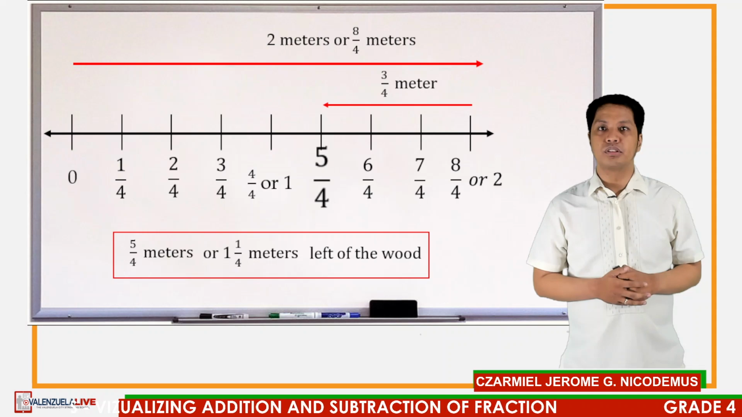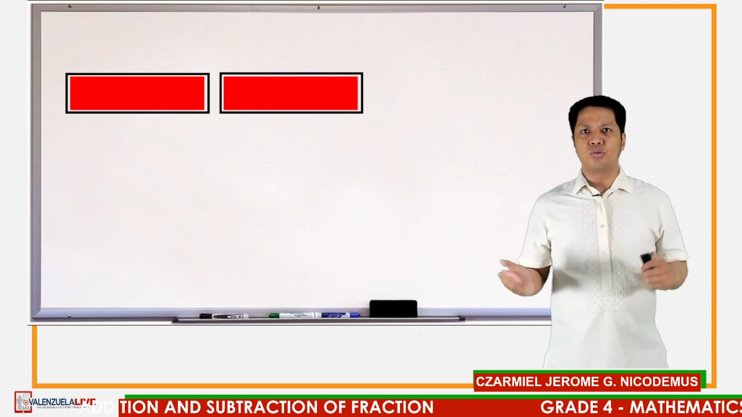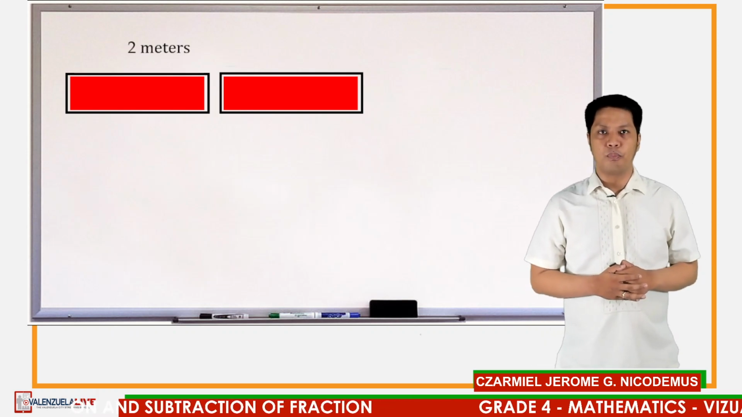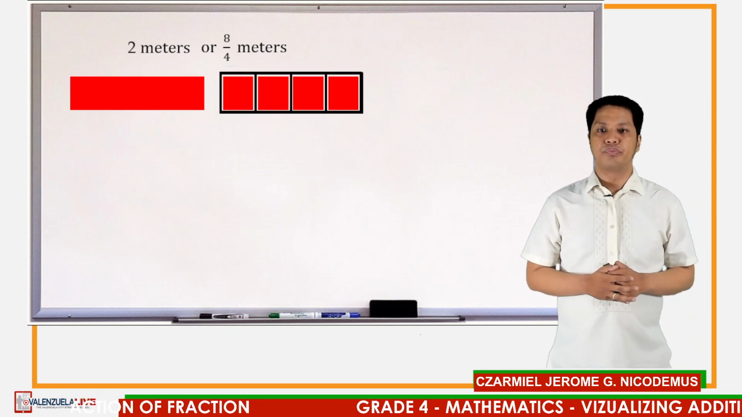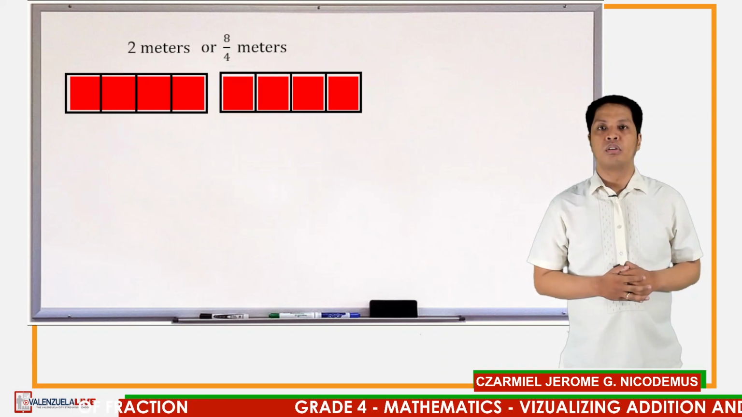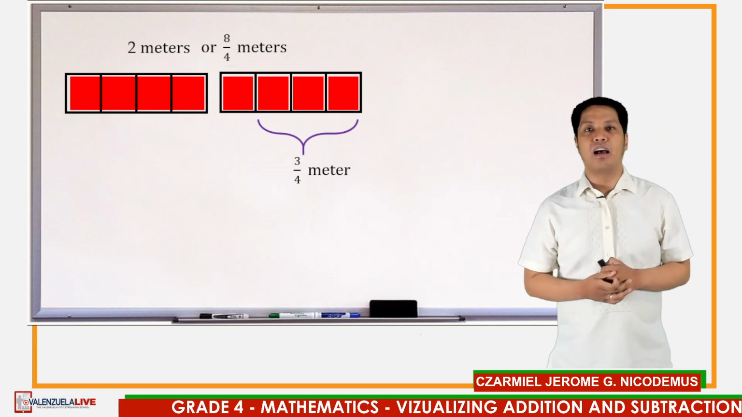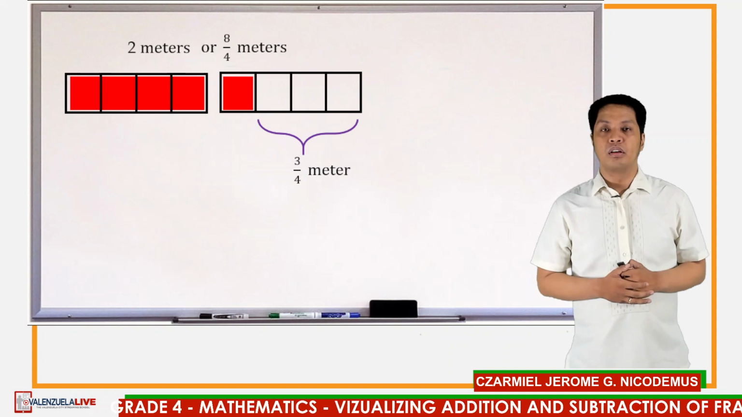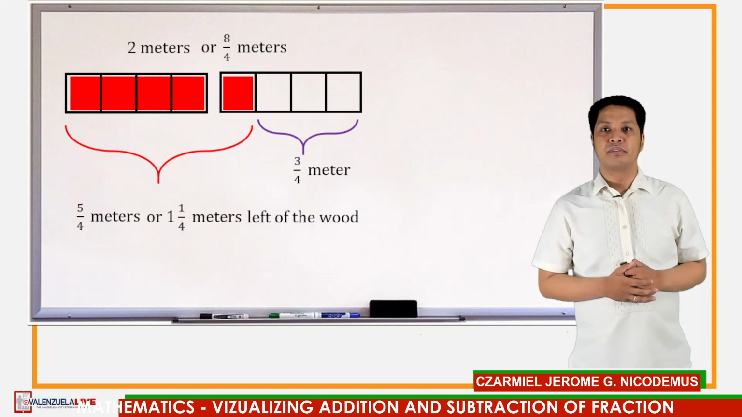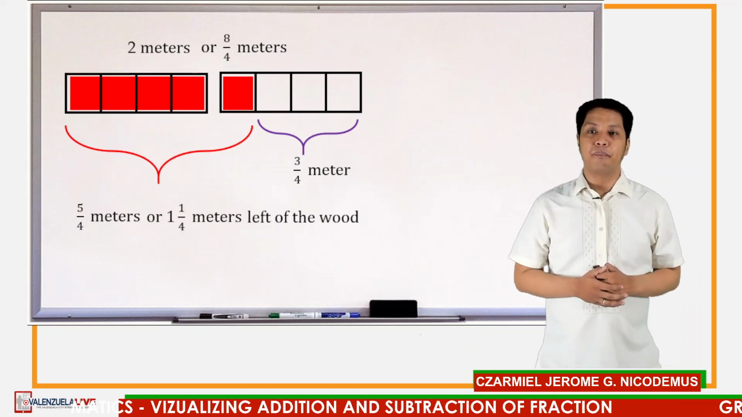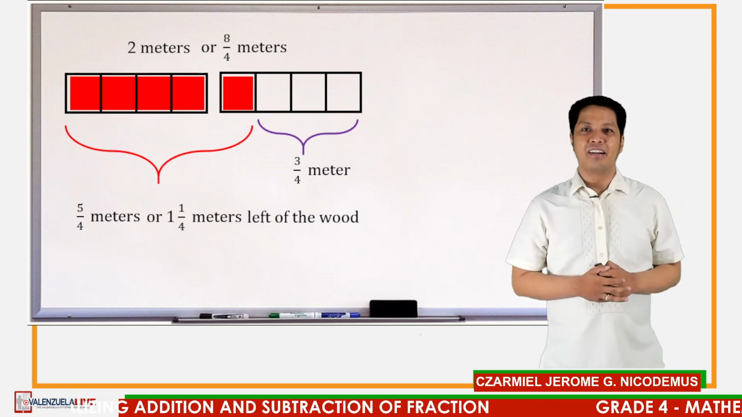We can also use regions. Again, Father bought 2 meters of wood or 8/4 meters of wood. So, we can subtract 3/4 or 3 parts in this one piece of wood. So 2 meters or 8/4 meters minus 3/4 is equal to 5/4 meters or 1 1/4 meters left of the wood as shown in the region or illustration.